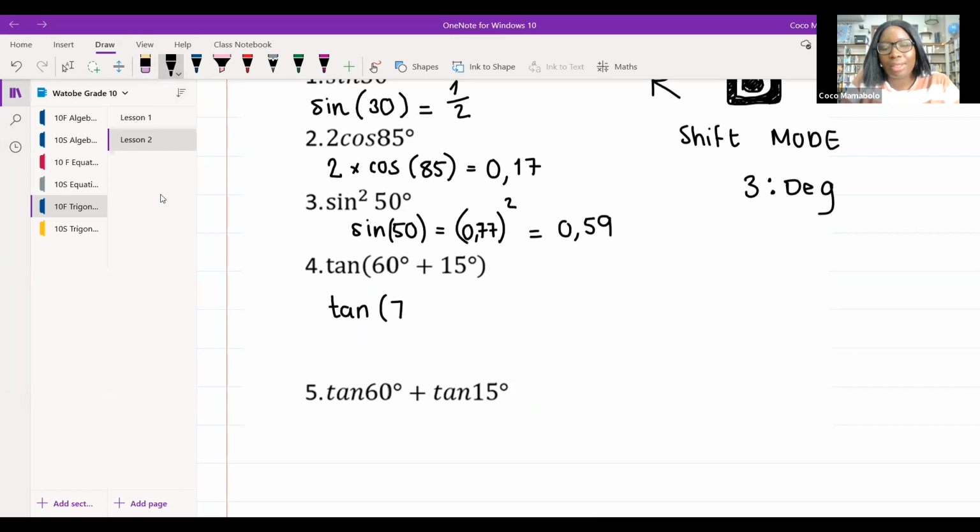This, by the way, guys, this is tan of 75. And if you're not muted, guys, please make sure that you mute.